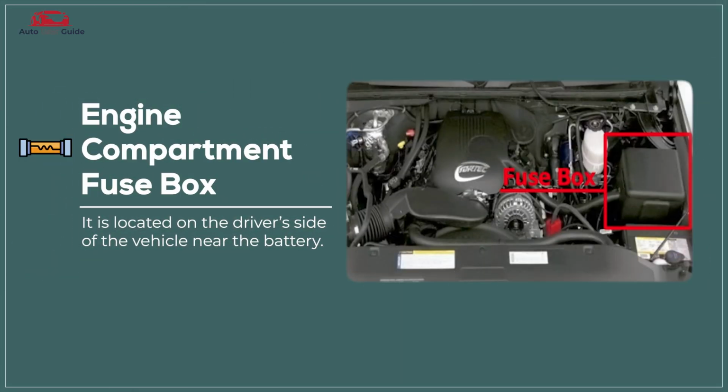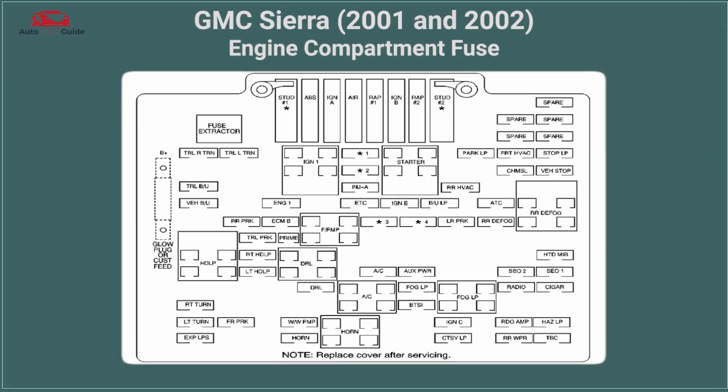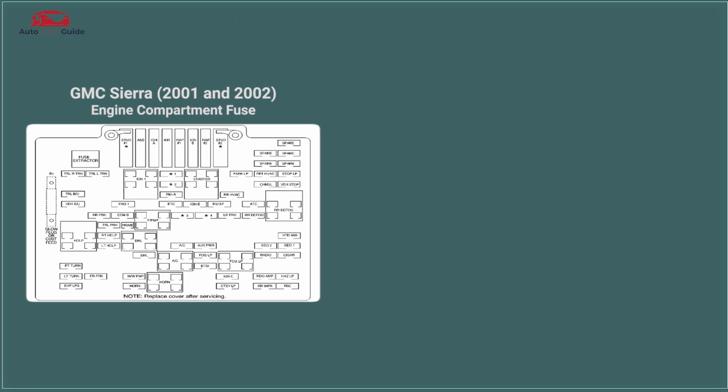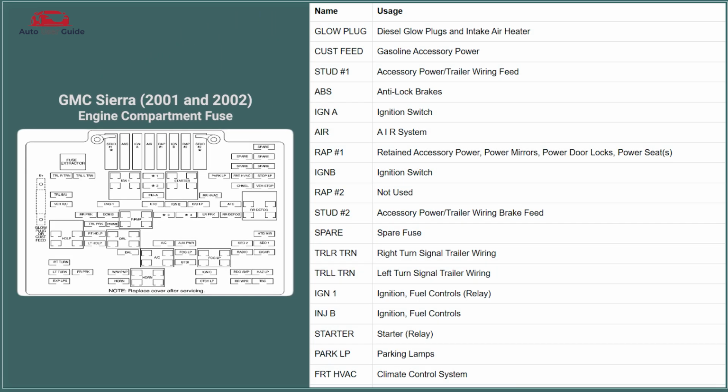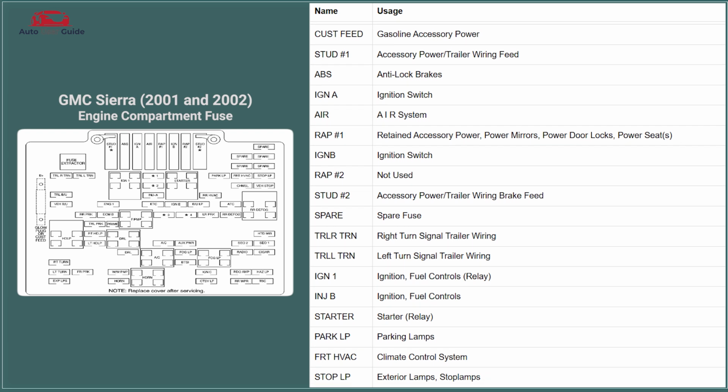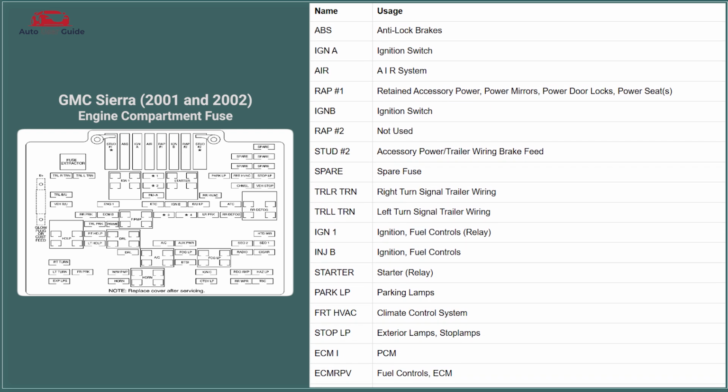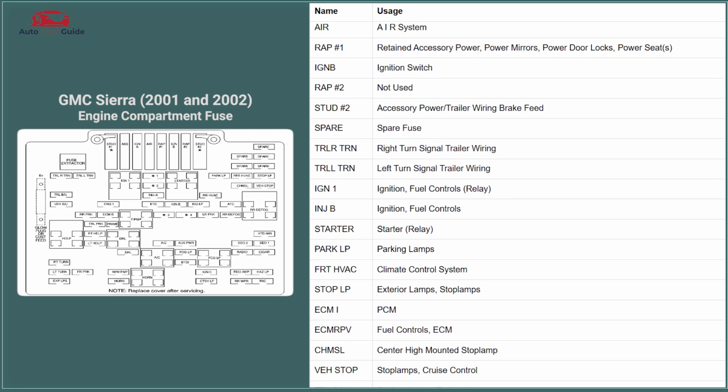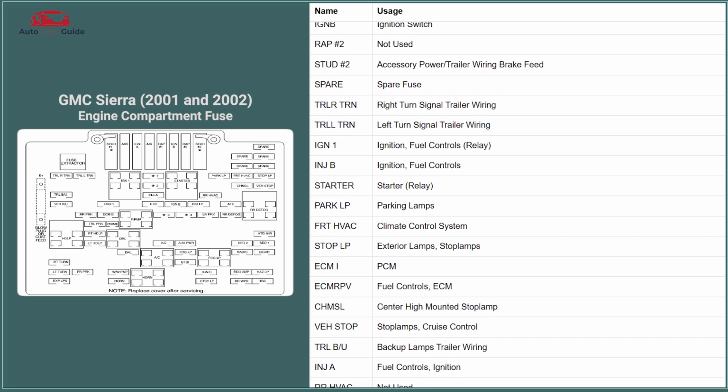Engine compartment fuse box. The engine compartment fuse box in GMC Sierra 2001 and 2002 manages and safeguards high-current circuits such as the engine control, cooling fans, ABS, and lighting systems. It helps prevent electrical overloads and ensures stable power distribution to key vehicle components.